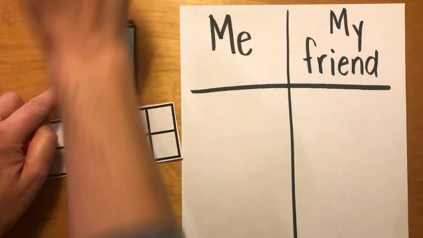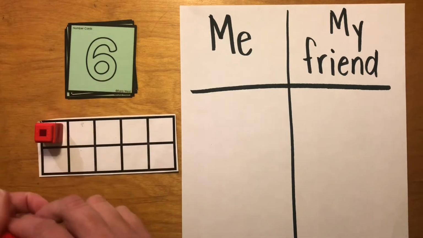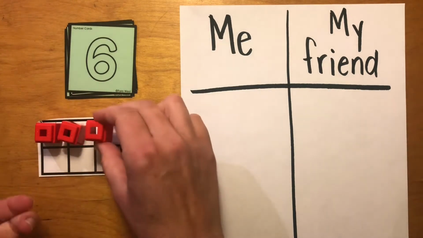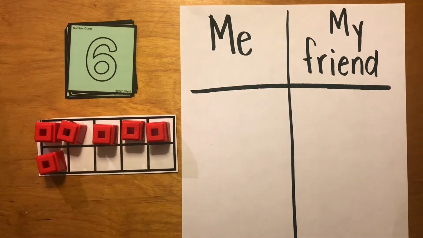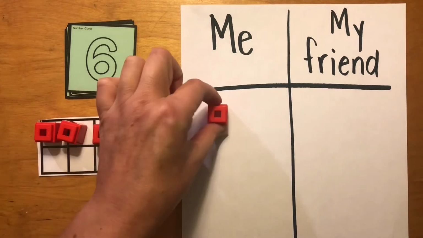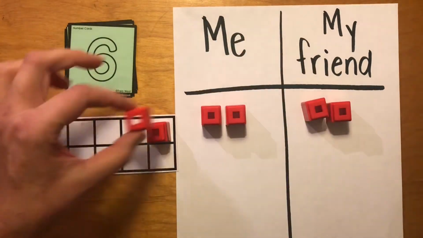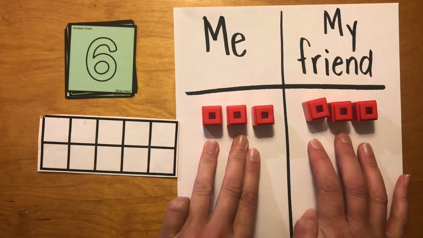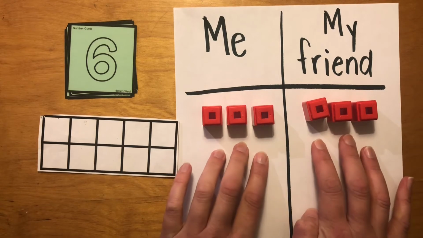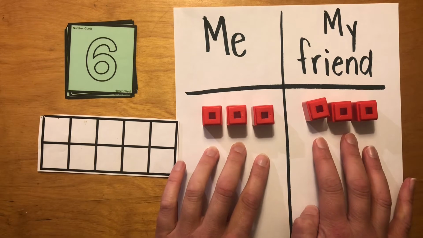Okay, next up is 6. What do you think about 6? 1, 2, 3, 4, 5, 6. All right, let's divide it up. So 1 for me, 1 for my friend, 1 for me, 1 for my friend, 1 for me, 1 for my friend. What do you think? Is it the same? I see 3 and 3. These numbers are the same. They match. We have the same number. So this is, what do we call that word?